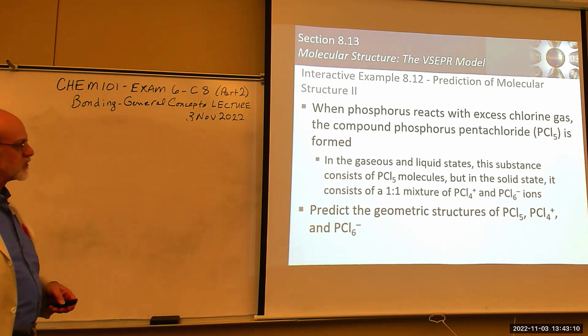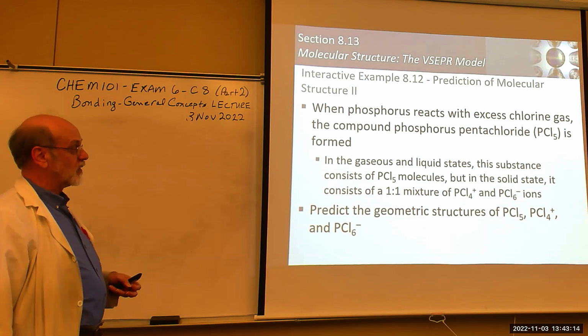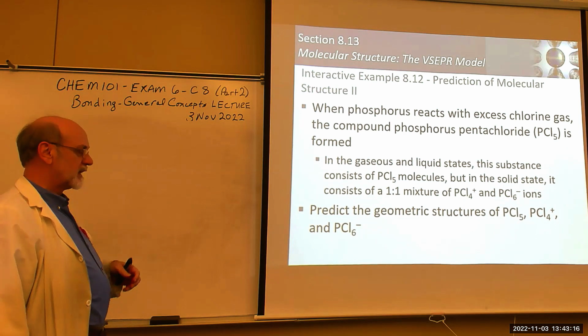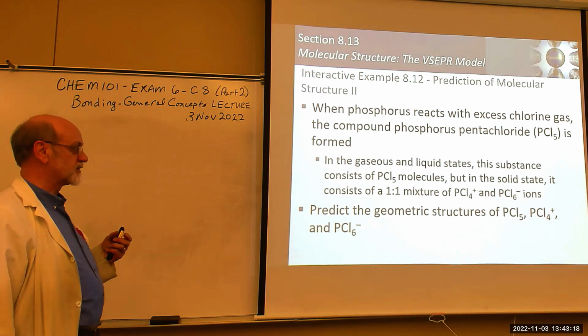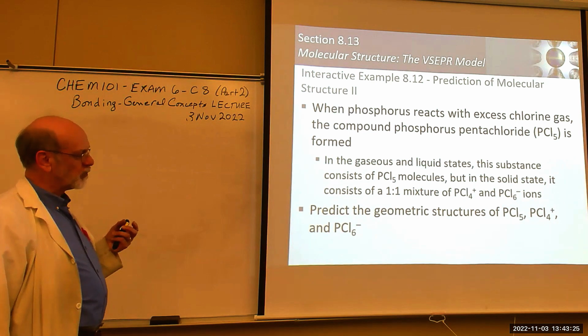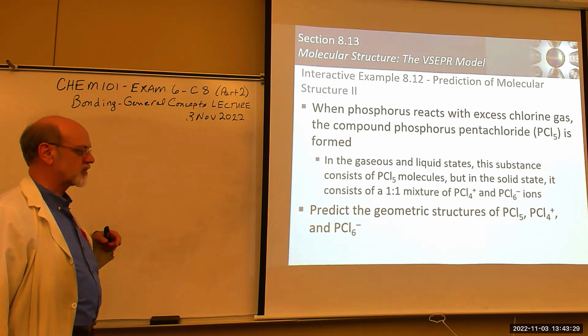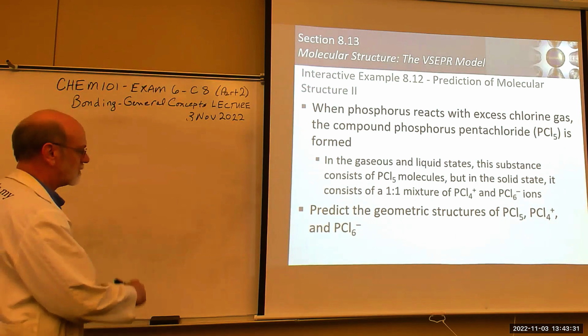When phosphorus reacts with excess chlorine gas, the compound phosphorus pentachloride is formed. In the gaseous and liquid states, this substance consists of PCl5 molecules, but in the solid state, it consists of PCl4 plus and PCl6 minus ions. Predict the geometric structures for each of these. Okay, we can do that.